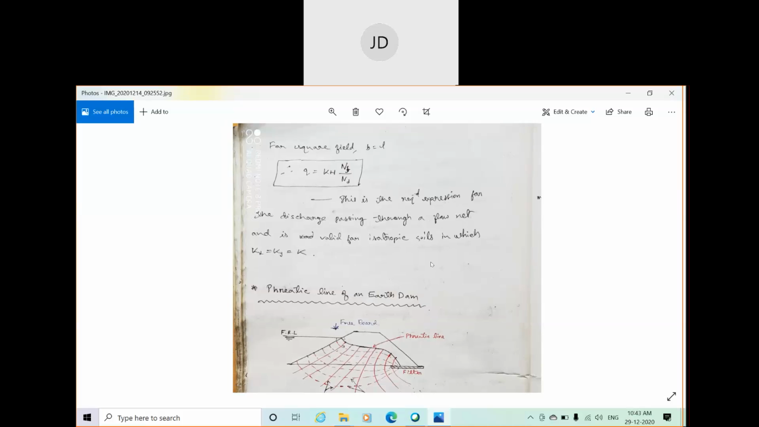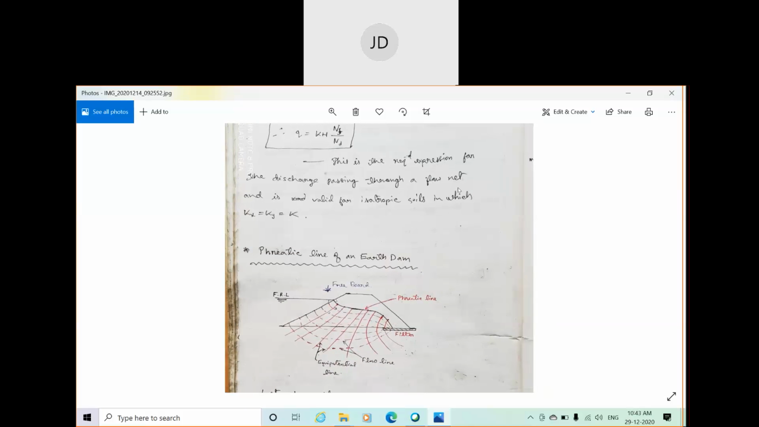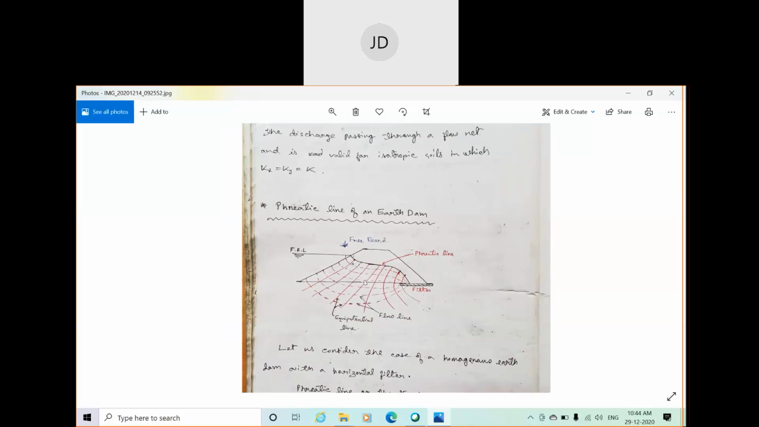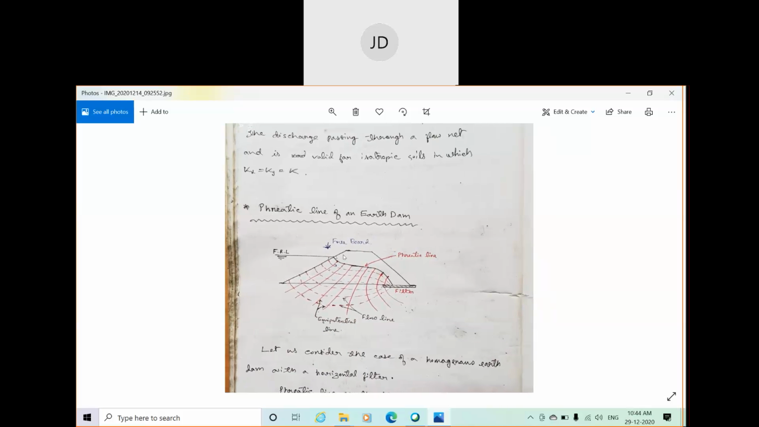Whenever I already mentioned that this flow net is used for studying the seepage of water in the case of a dam. So here you can see a typical diagram of a dam. This is a cross-sectional view of a dam. Say this is the upstream face, this is the downstream face. This is the full reservoir level. This is the maximum water level here at the upstream face, and this much is the freeboard. It is already known to you. This is the crest width.